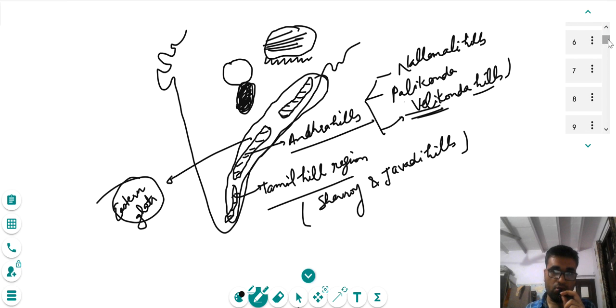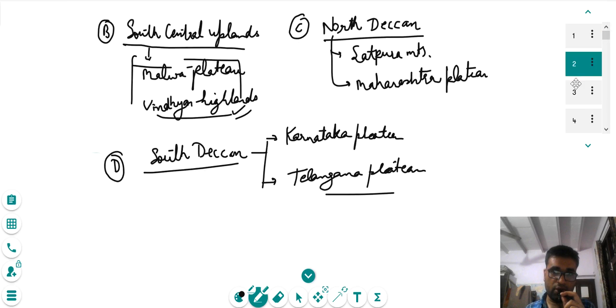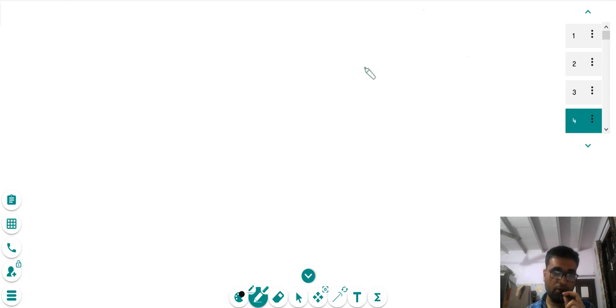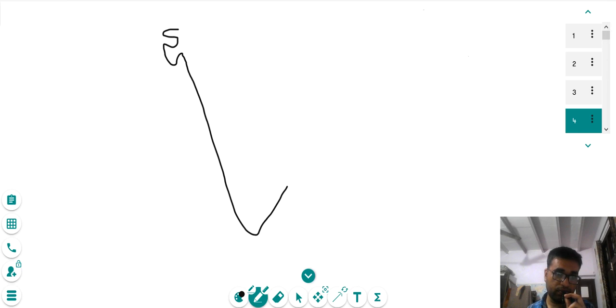Okay, so now moving on to the next part. We have done this eastern upland, we have made the map of the Eastern Ghats. Now let us make a map of the Western Ghats also in detail. So these are the Western Ghats here. And in between the Western Ghats and this coastline, the west coast, you have the west coastal plains.